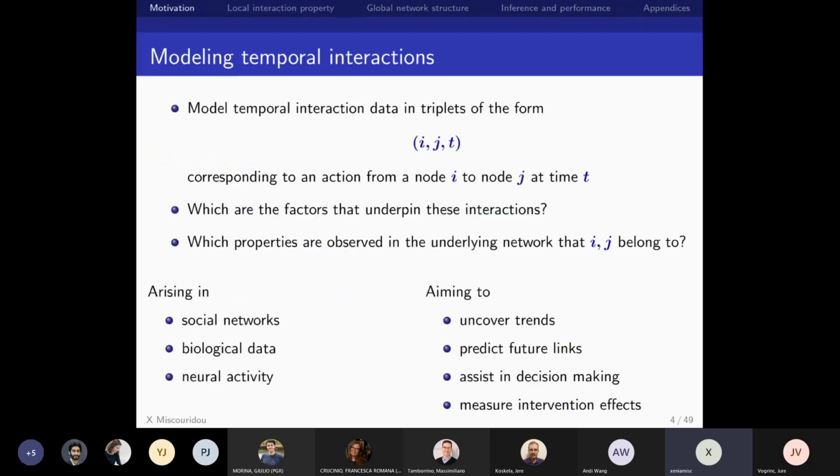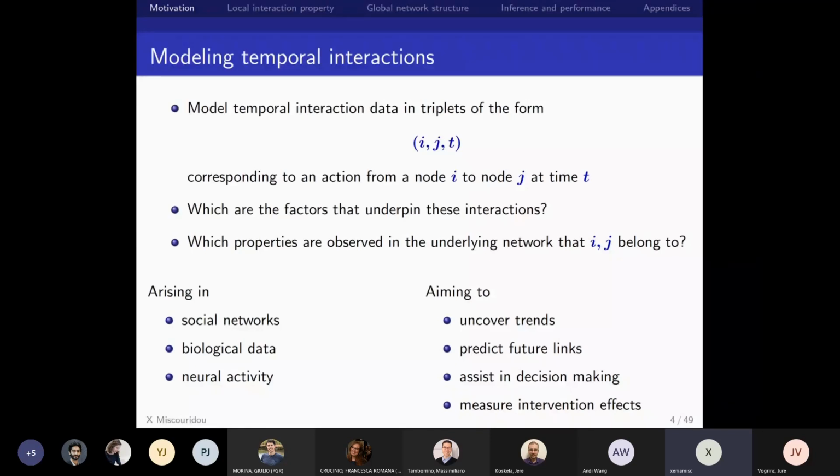So the motivation. The setup I'm interested in is the following. I want to model temporal interaction data that come in the form of triplets. So I have the form i, j, t, meaning that there was an action from i towards j at time t. So there is a direction and there is time: time-stamped interactions, in other words.